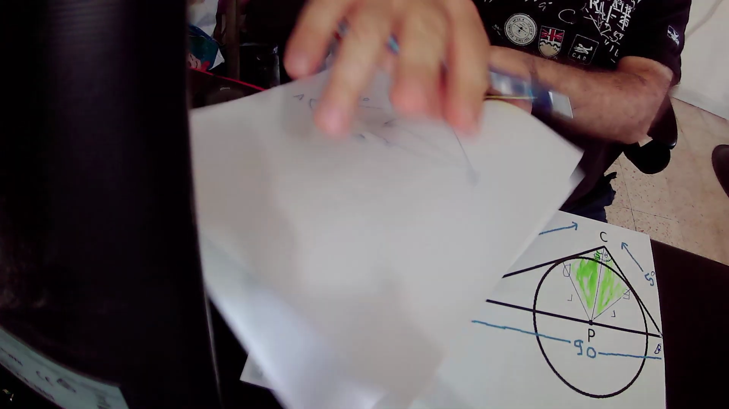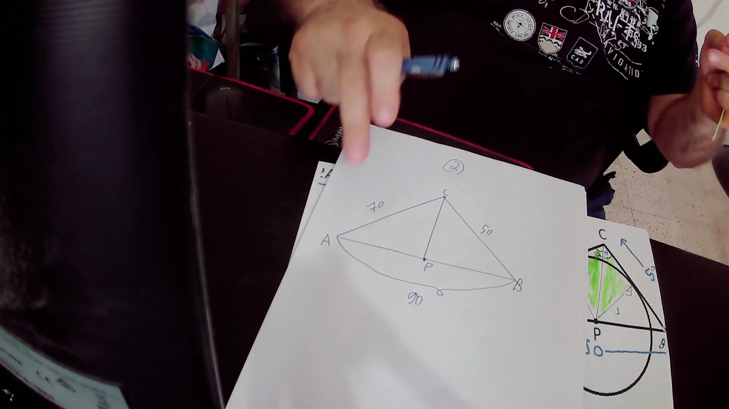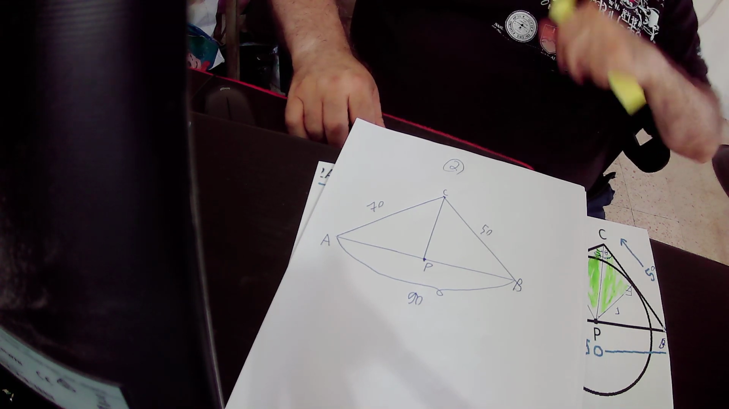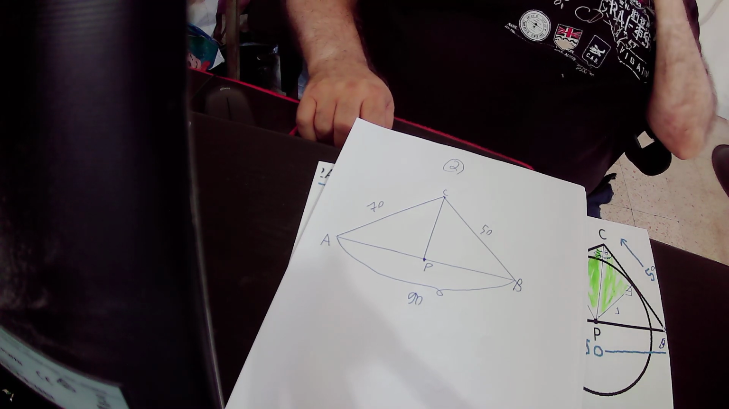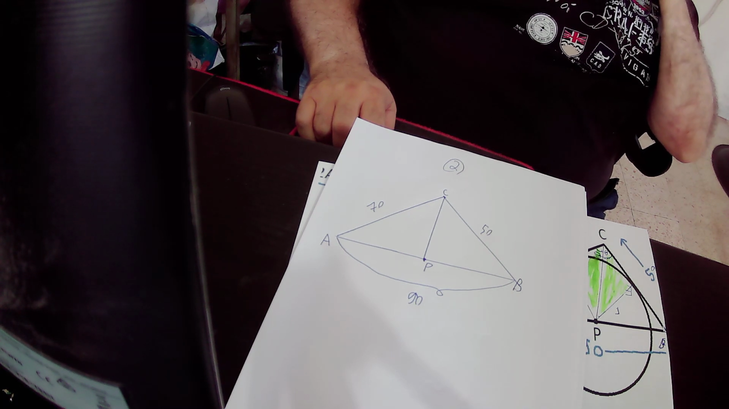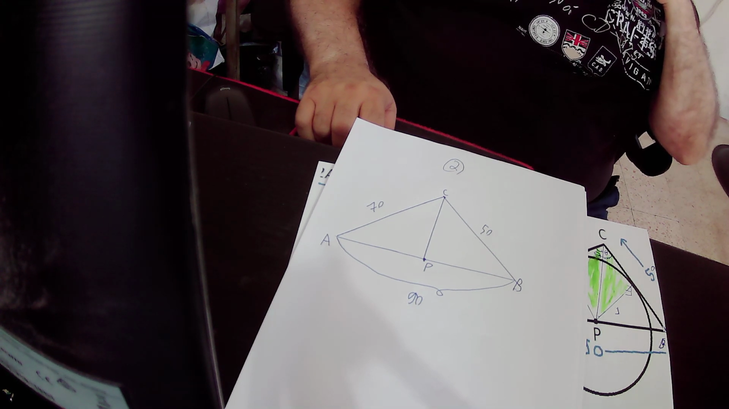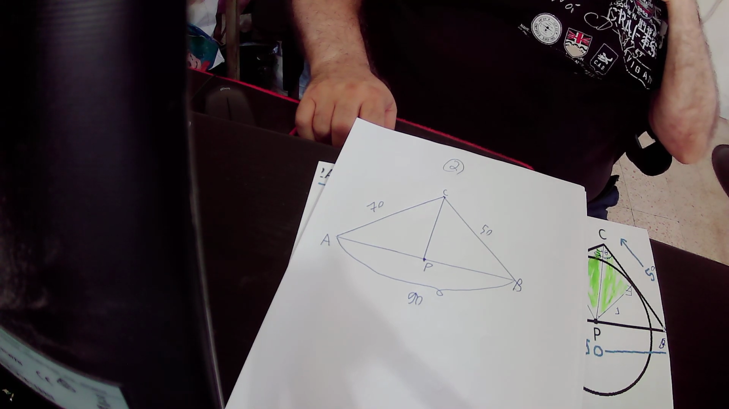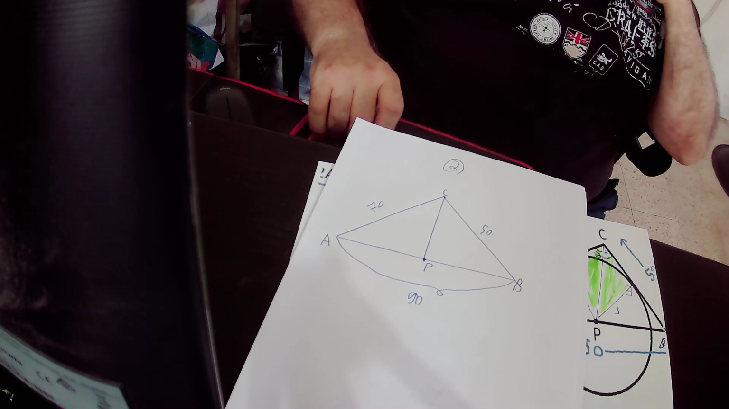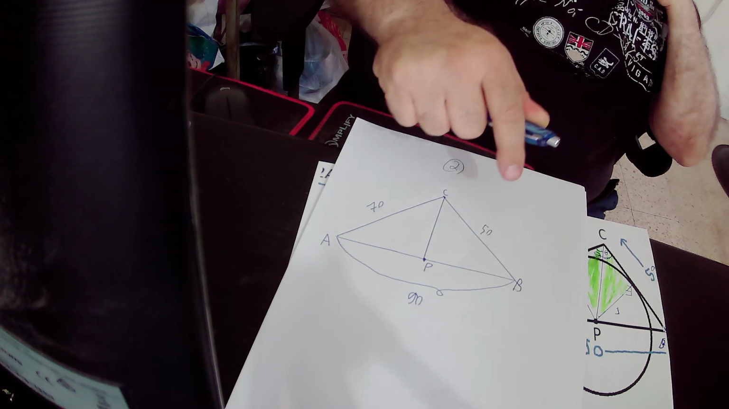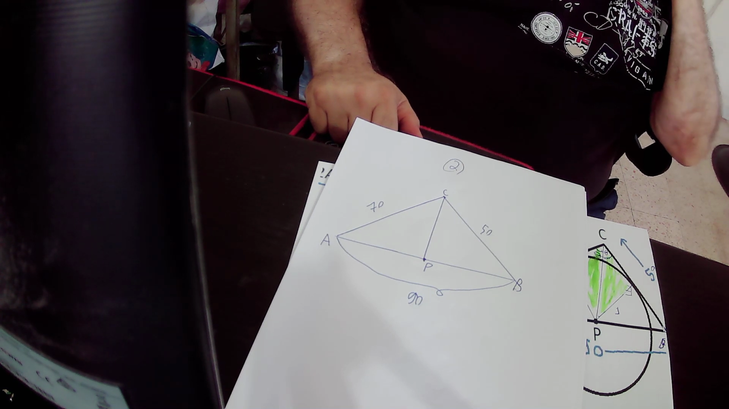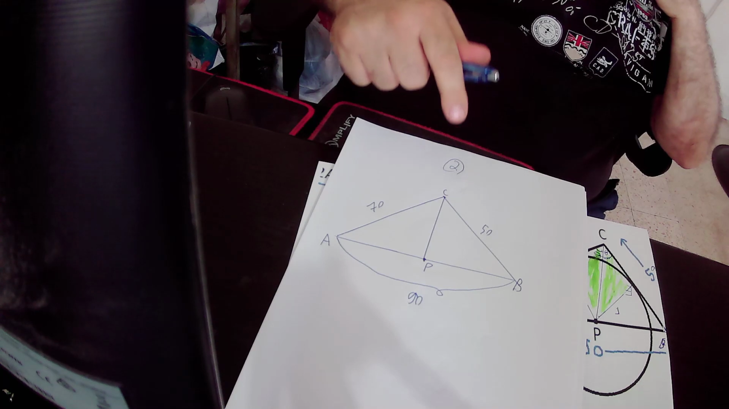So this is triangle ABC, and actually according to the angle bisector theorem, the bisector angle in a triangle divides the side that it hits in a ratio that equals the ratio of the angle's sides.